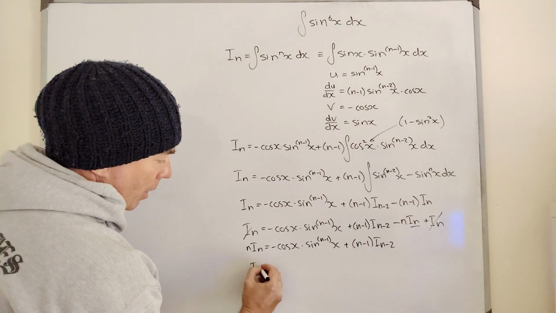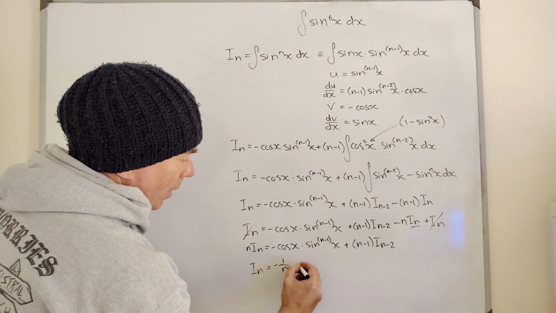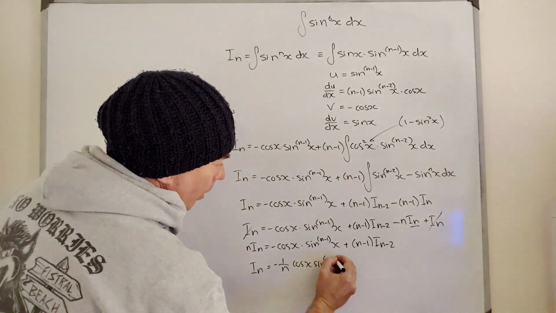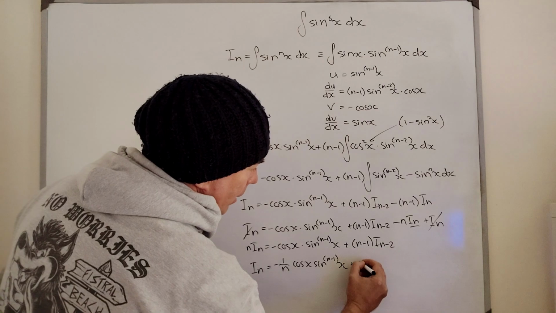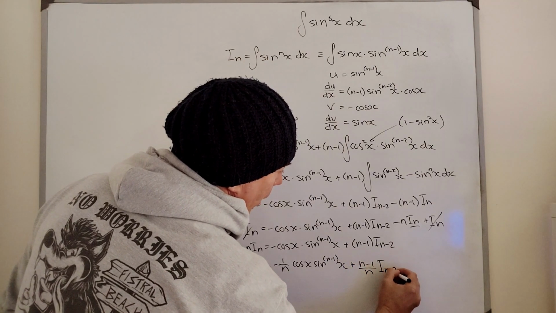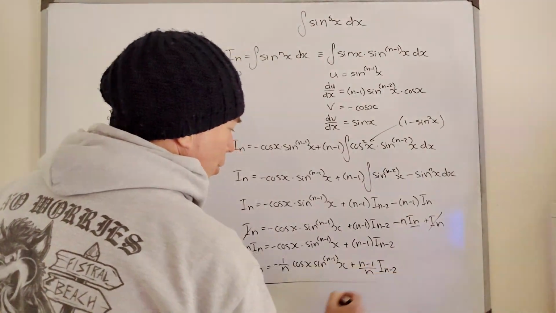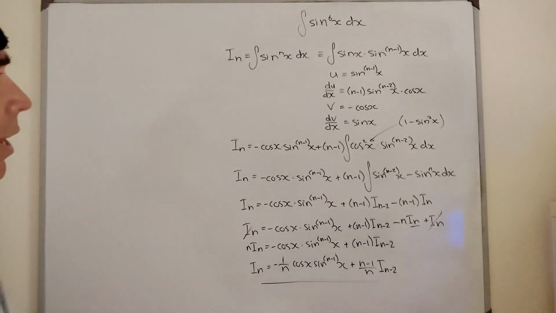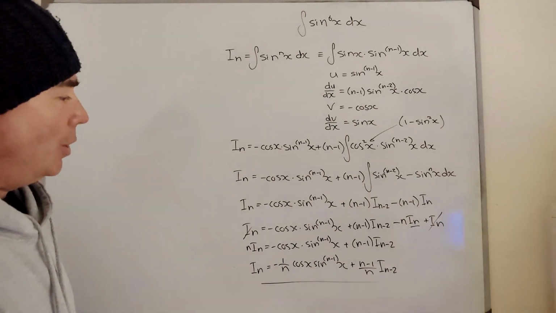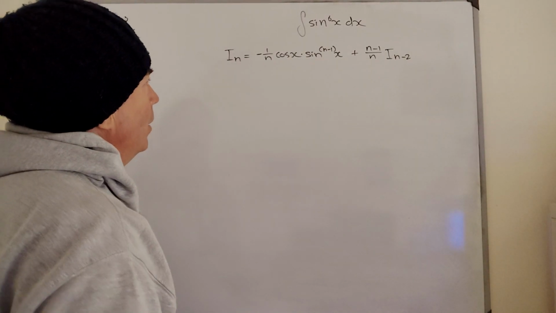Okay, so that becomes I_n, which is what we're after, is negative 1 over n cos x sine^(n-1) x plus (n-1) over n of the integral of I_(n-2), or the integral of sine^(n-2). So this is our general reduction formula. I'm going to start again on a new board so that we can actually use that to finally integrate sine to the 6x. Okay, so quick reminder where we got to.